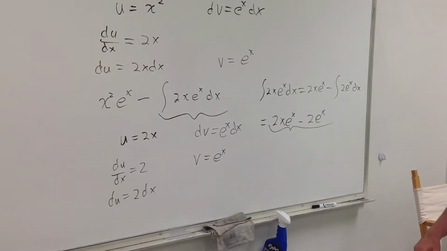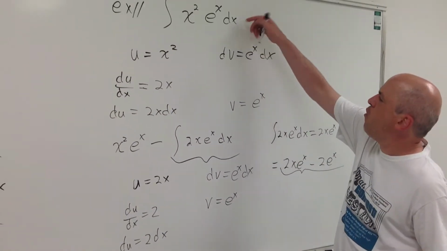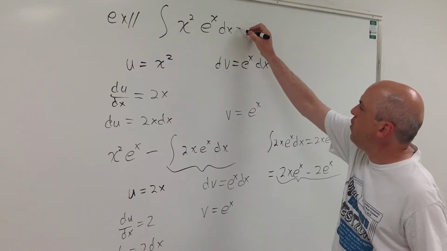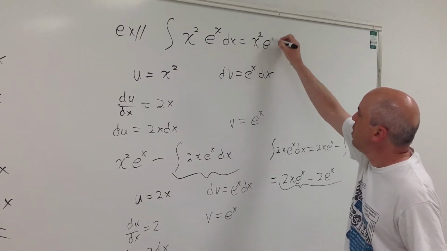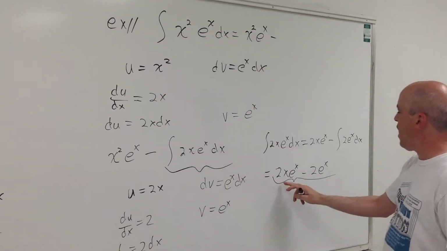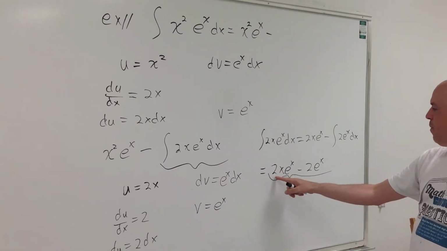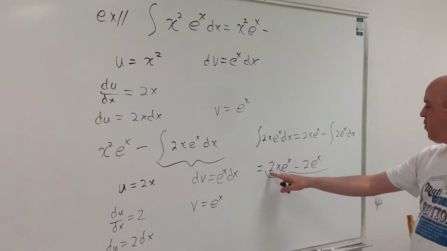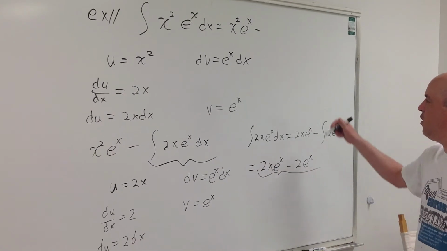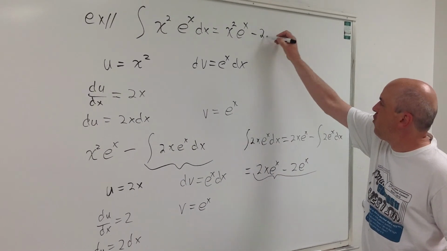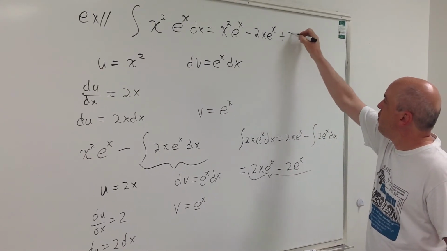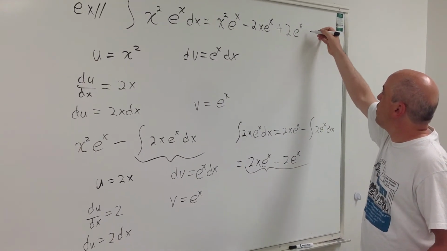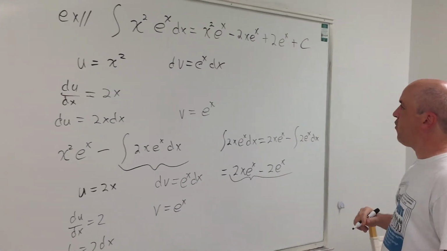So the final answer to our problem, let me just go back to where we wrote it down originally and put in the final answer. It's x squared e to the x minus this entire thing. Now, this is minus a sum, so I can distribute the negative sign across both of these. I'll go ahead and do that. Minus 2x e to the x, and this minus becomes a plus. And now we can put in our plus c. And there's your final answer.